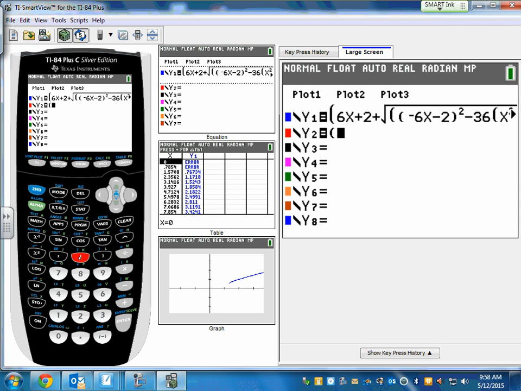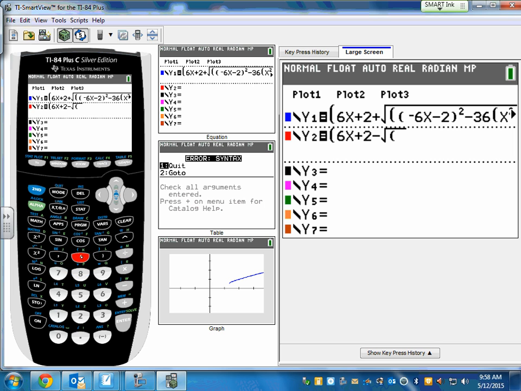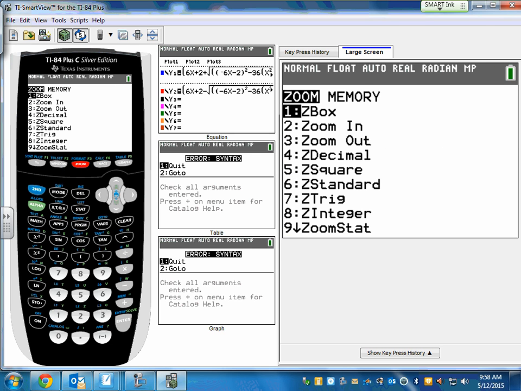So then I'm going to do the same thing. 6x plus 2 minus the square root parentheses negative 6x minus 2 parentheses squared minus 36 parentheses x squared plus 1 parentheses divided by 18. Perfect. Oh no, mine says error.